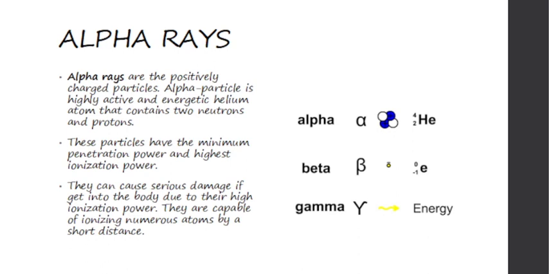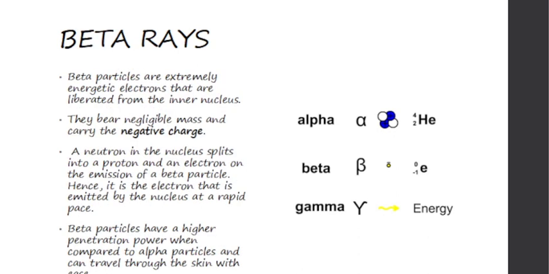Moving ahead, the beta particles, on the other hand, are extremely energetic electrons that are liberated from the inner nucleus. They bear a negligible mass. That is exactly why the atomic mass, as you can see, is 0 in this case. However, they are negatively charged. A neutron in the nucleus splits into a proton and an electron on the emission of a beta particle. So just take note of that, that is basically how a beta particle is formed. Hence, it is the electron that is emitted by the nucleus at a rapid pace. So these particular beta particles are basically electrons. Just have that in mind.